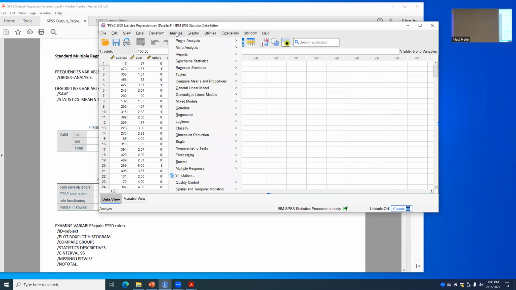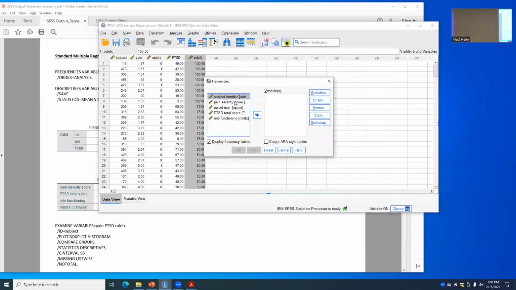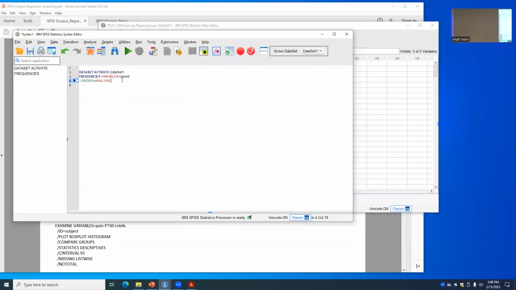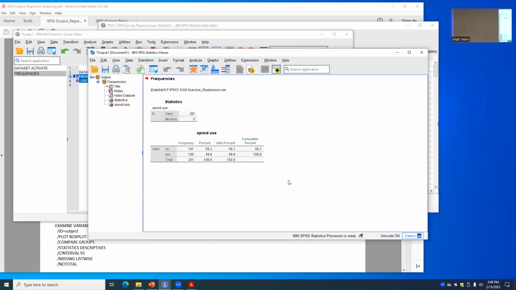So what I'm going to do is go through my frequencies. I'm going to look at opiate use because I know that's a dichotomous variable. Okay, so I'm going to paste this so I have my syntax file I can keep track of. Go through and run this. Not looking too bad. Zeros, ones, I got about a 50-50 split of people who are using opiates and people who are not using opiates. We're pretty good here, okay?